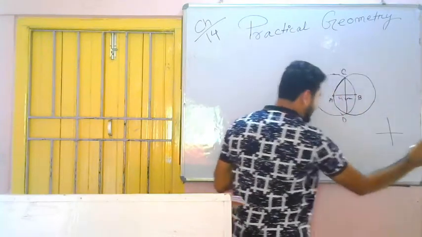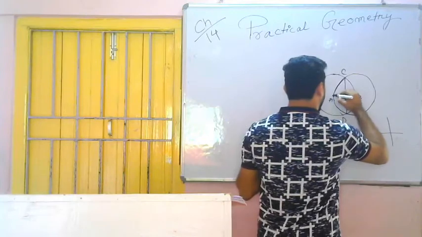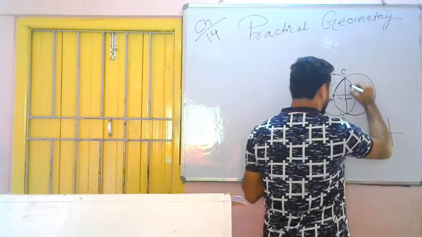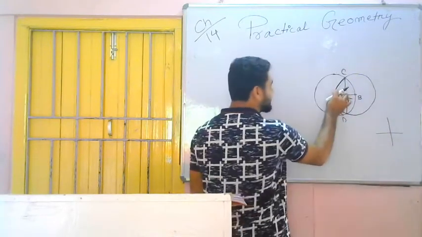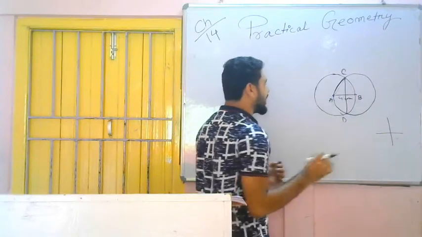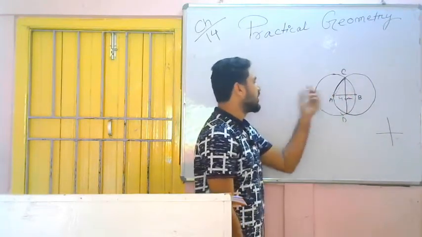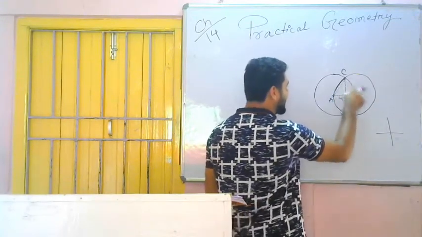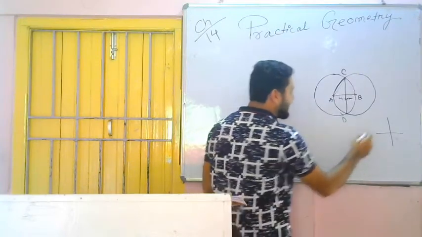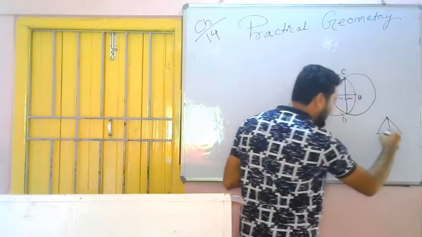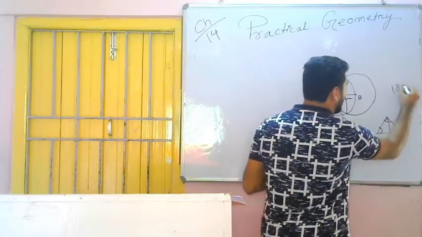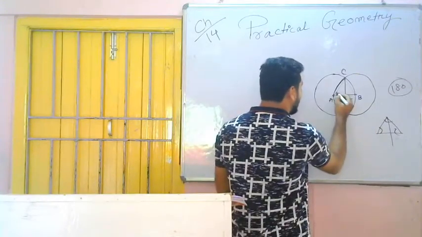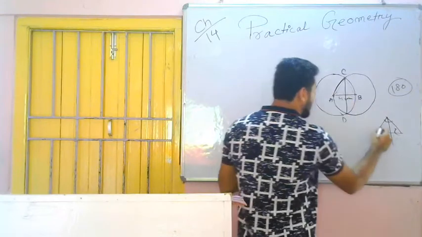Now see, if I draw a radius like this, and then I draw another radius like this, then this radius and this radius will be equal, because we know that the radius of the circles are equal. That means this side and this side will be equal. And we know that in a triangle the sum of the three angles is 180 degrees. That means we can say that is 60 degrees.